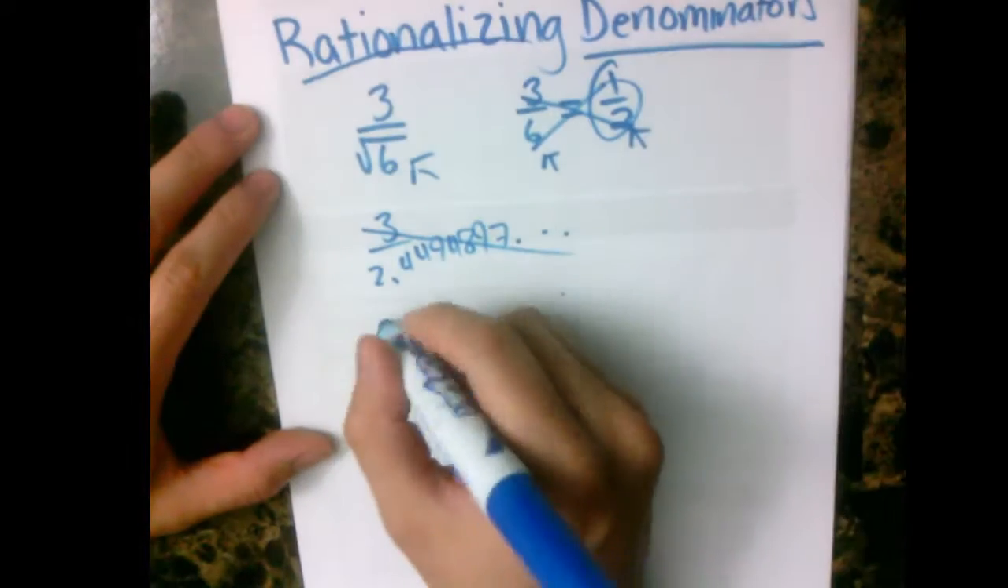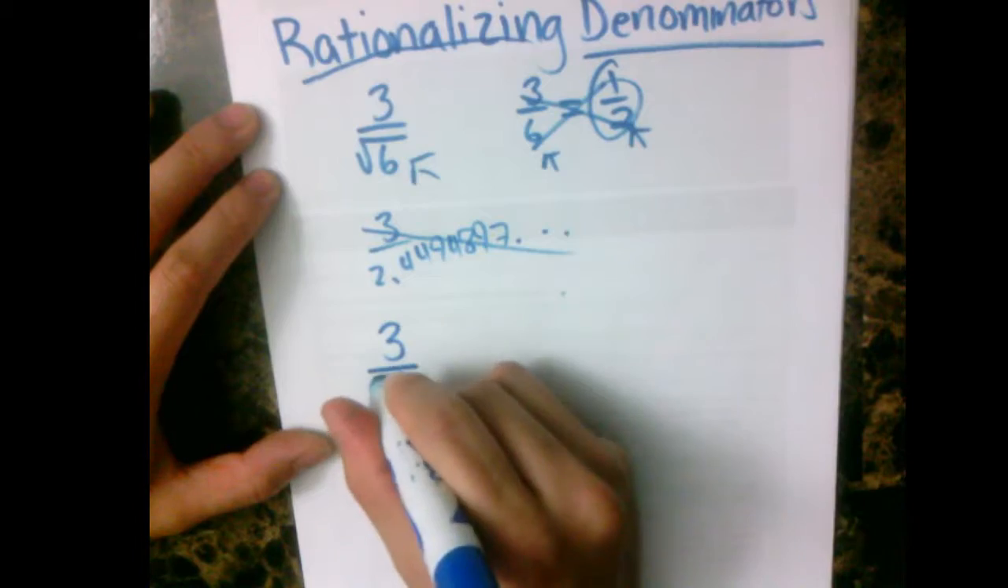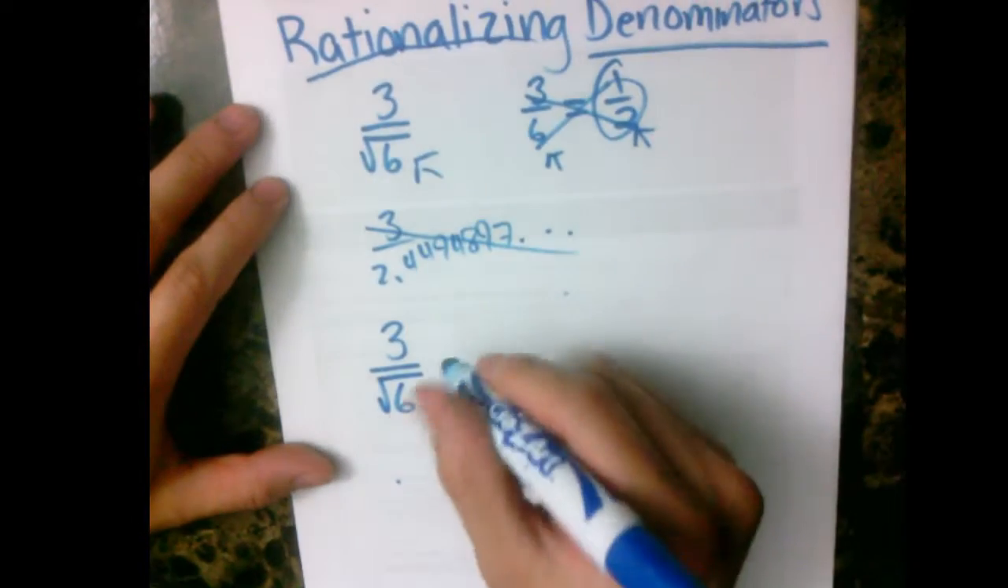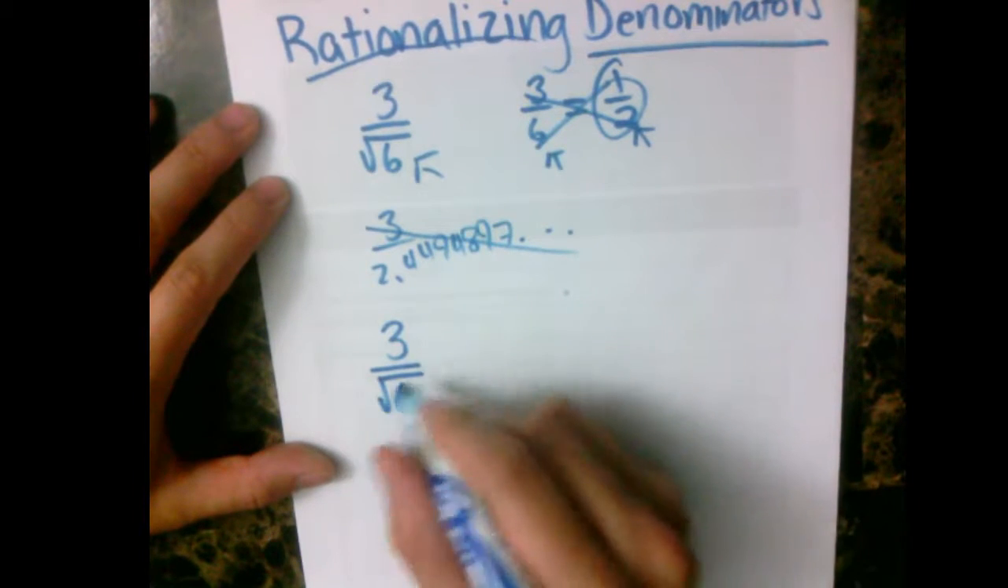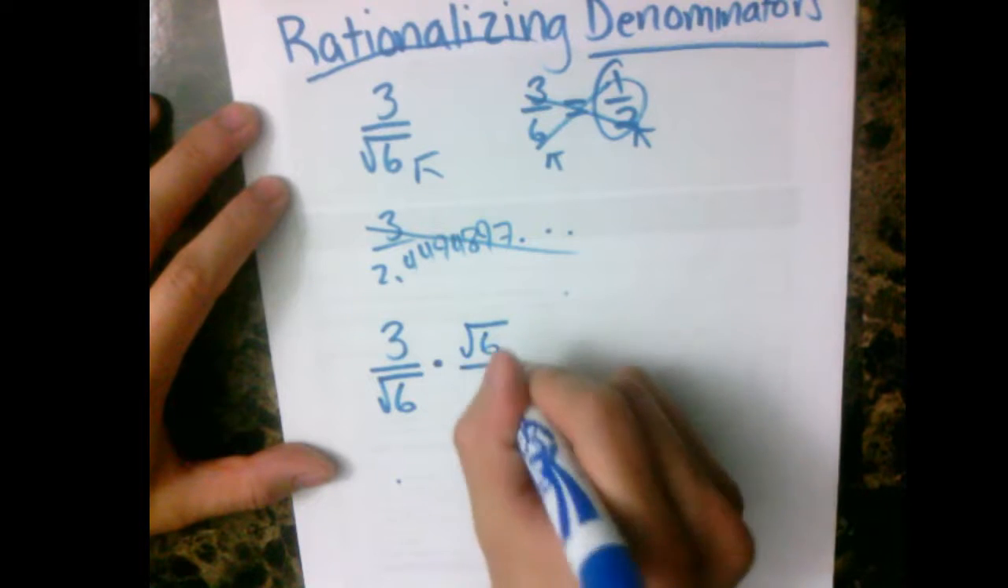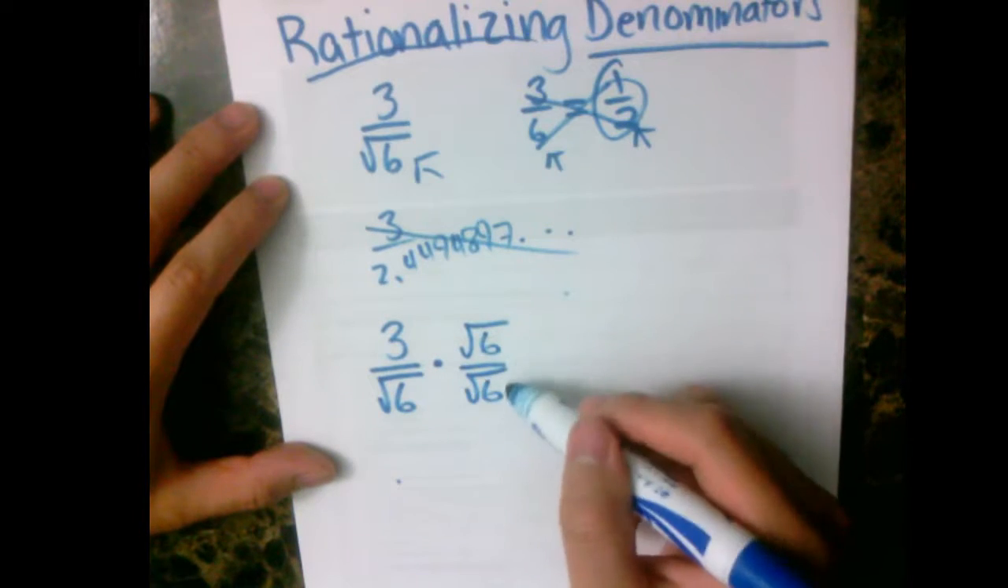Rationalizing denominators works like this. And it's really simple. There's really only like two steps, okay? First step is multiply by whatever your radical is. Multiply by root 6 over root 6. And make sure to put it over itself, okay?